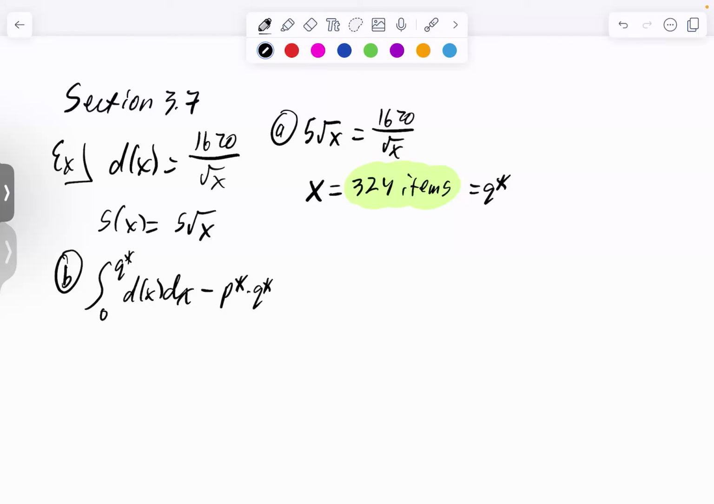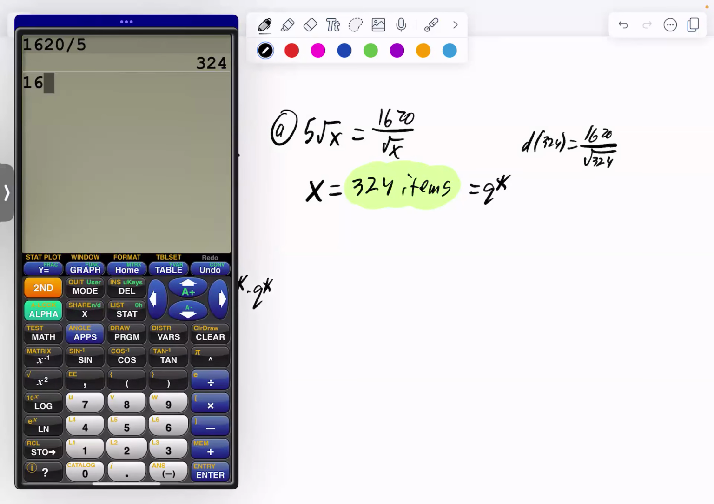What I'm going to do is plug that x value into either d of x or s of x. It doesn't matter which one. The point is we should get the same value regardless. So I'm going to plug it into the top one and see what we get. So 1620 divided by the square root of 324. And this is my p star. So our equilibrium point is 324, 90. And again, this is my q star and this is my p star.